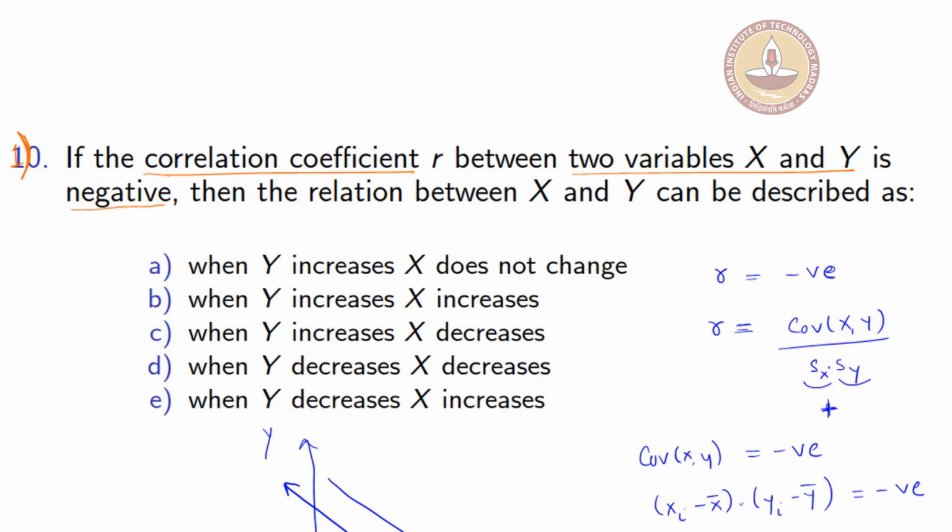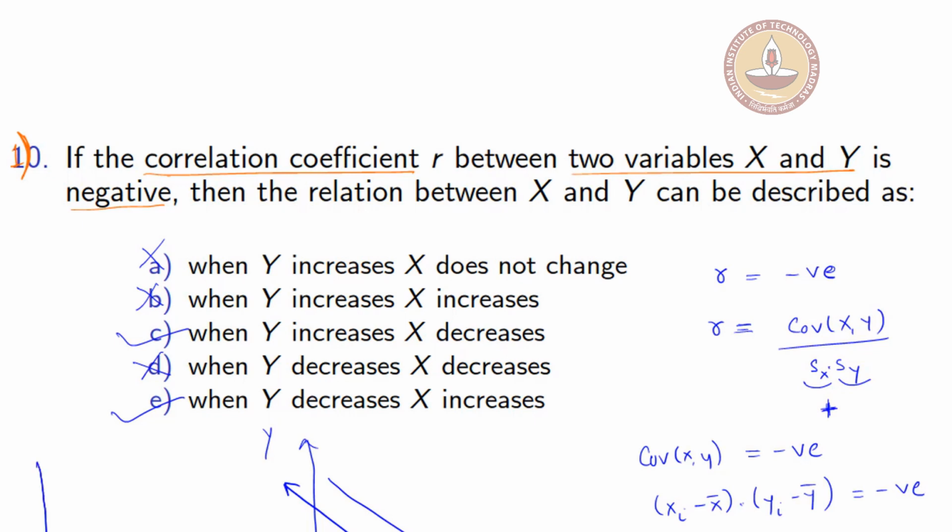So let's look at our options. When y decreases, x increases. So this is correct. Y decreases, x decreases. This is wrong. Y increases, x decreases will be correct. Y increases, x increases will be wrong. Y increases, x doesn't change. This will also be wrong. Let's see why this is wrong.